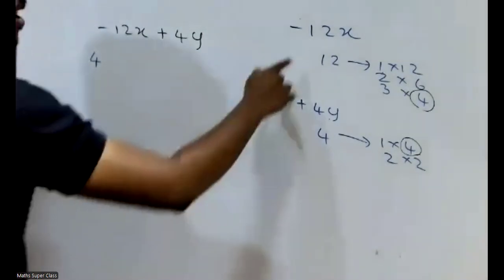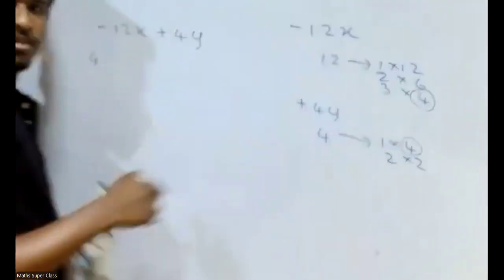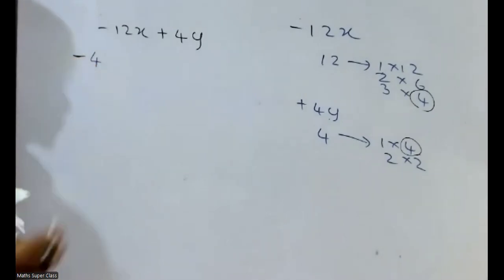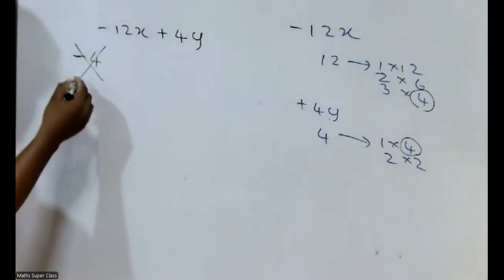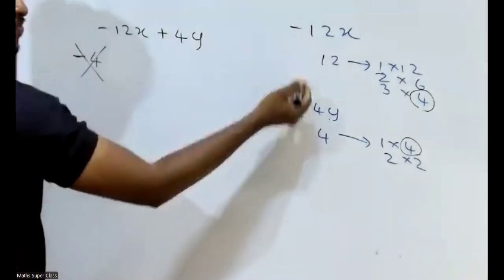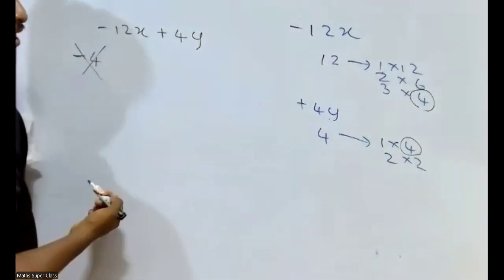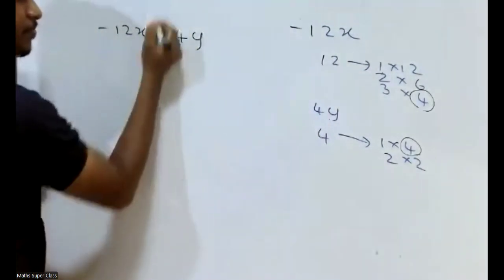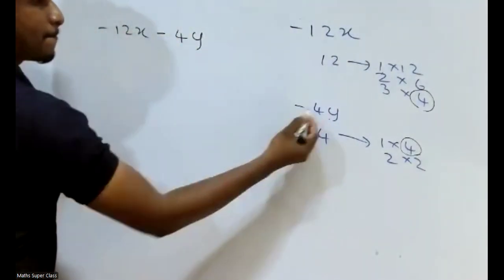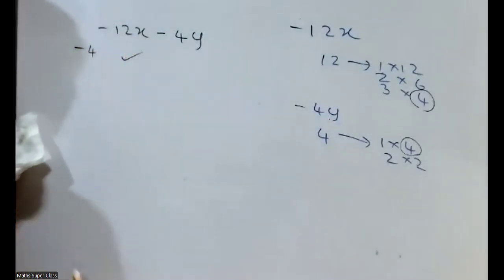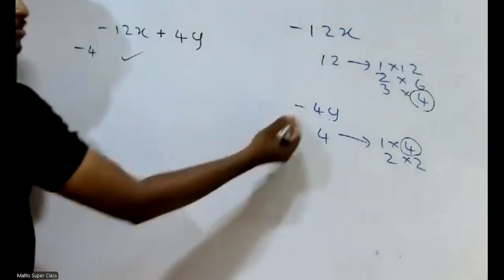Some of you get minus 4. It's wrong. Minus is only here, we can't find minus in both. If the question were like this, then you could take minus 4, that's correct. But here, this is plus.